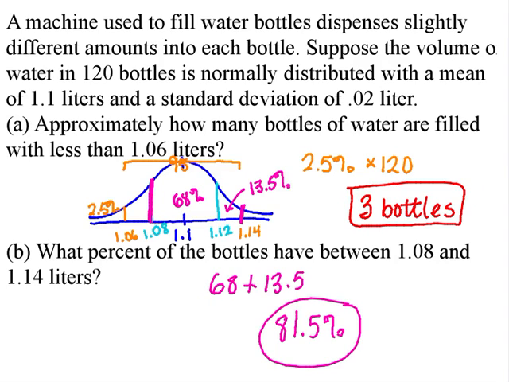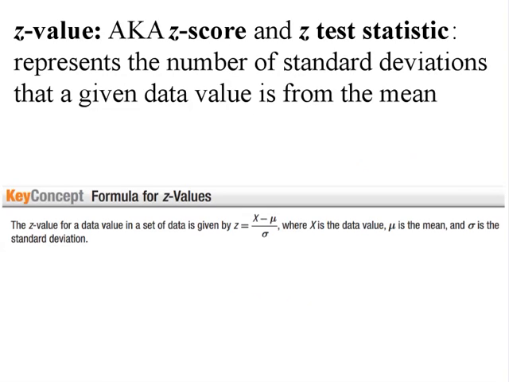All right, now we're going to talk about z-scores, and this is going to take us the majority of the time remaining. Okay, z-values are also known as z-scores and z-test statistics. It represents the number of standard deviations that a given data value is from the mean. The other thing you need to get down is this formula. This formula will be your best friend.